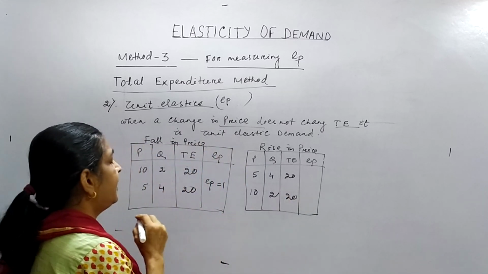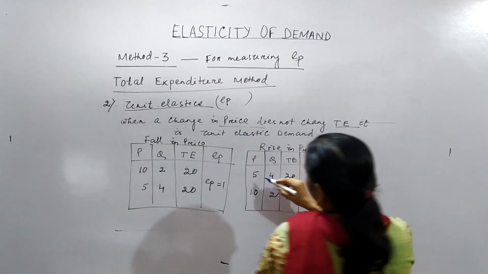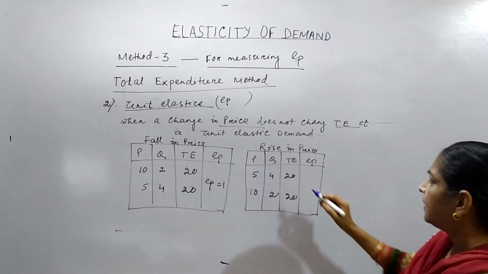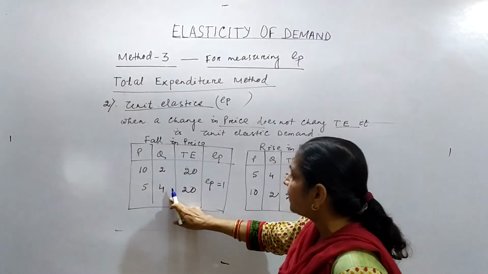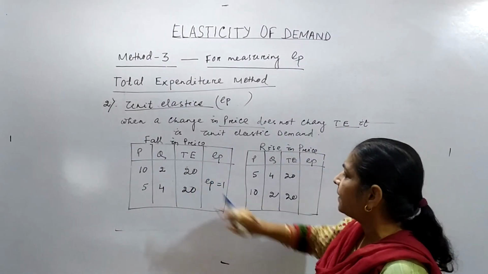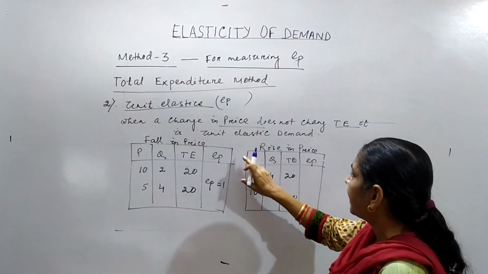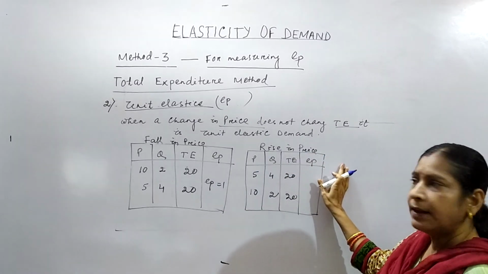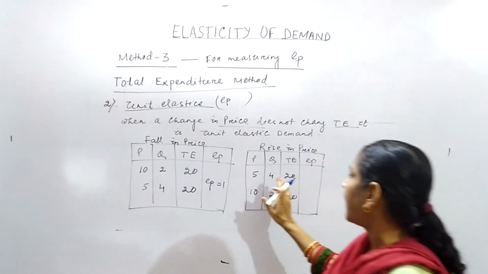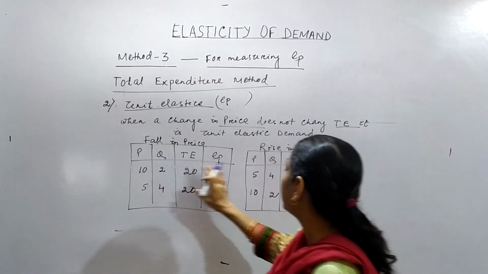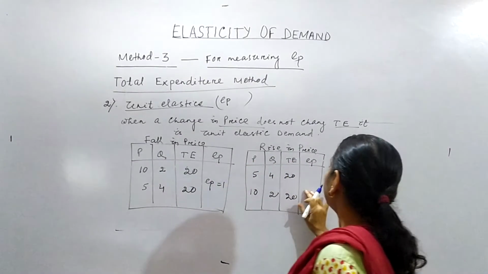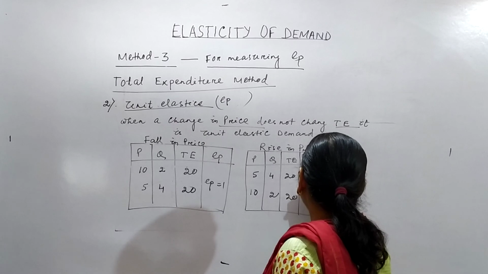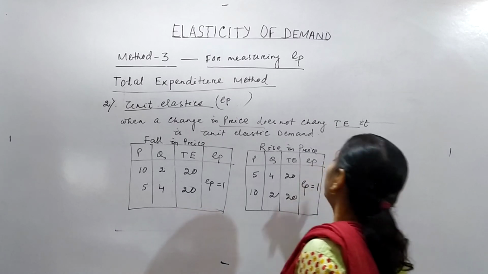So friends, we see here how the change in price doesn't respond to total expenditure. Price increases, total expenditure remains same. Price decreases, total expenditure remains same. So in this rise or fall in price, total expenditure remains same. So this is the case of unit elastic, EP equal to 1.